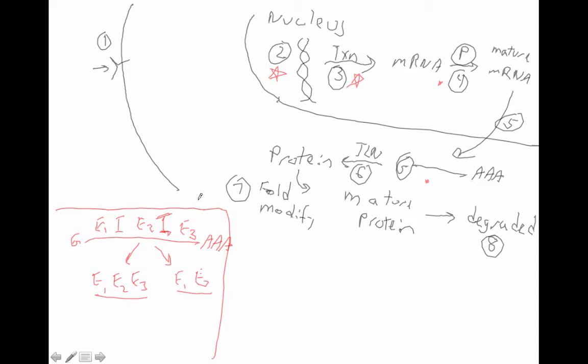So this is another very important level of regulation. Determining which introns are going to be cut out, and if any exons are going to be cut out as well, is an essential step in regulating this gene.